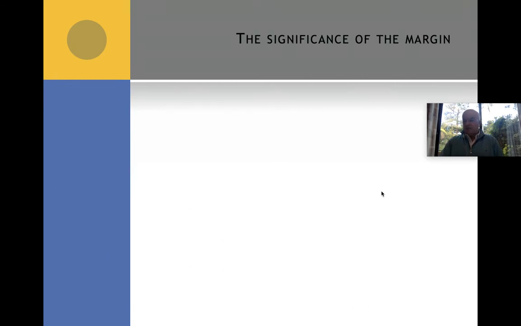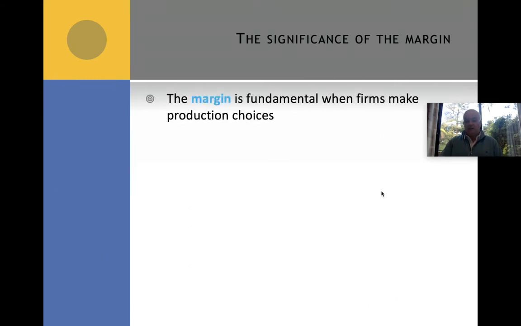Let's have a look at the significance of the margin to this then. Obviously we've talked a lot about how important the things that are happening at the margin of an economy are when it comes to making production choices. So this marginal analysis that we use, or the margin, is a fundamental thing to bear in mind when firms are making production choices.